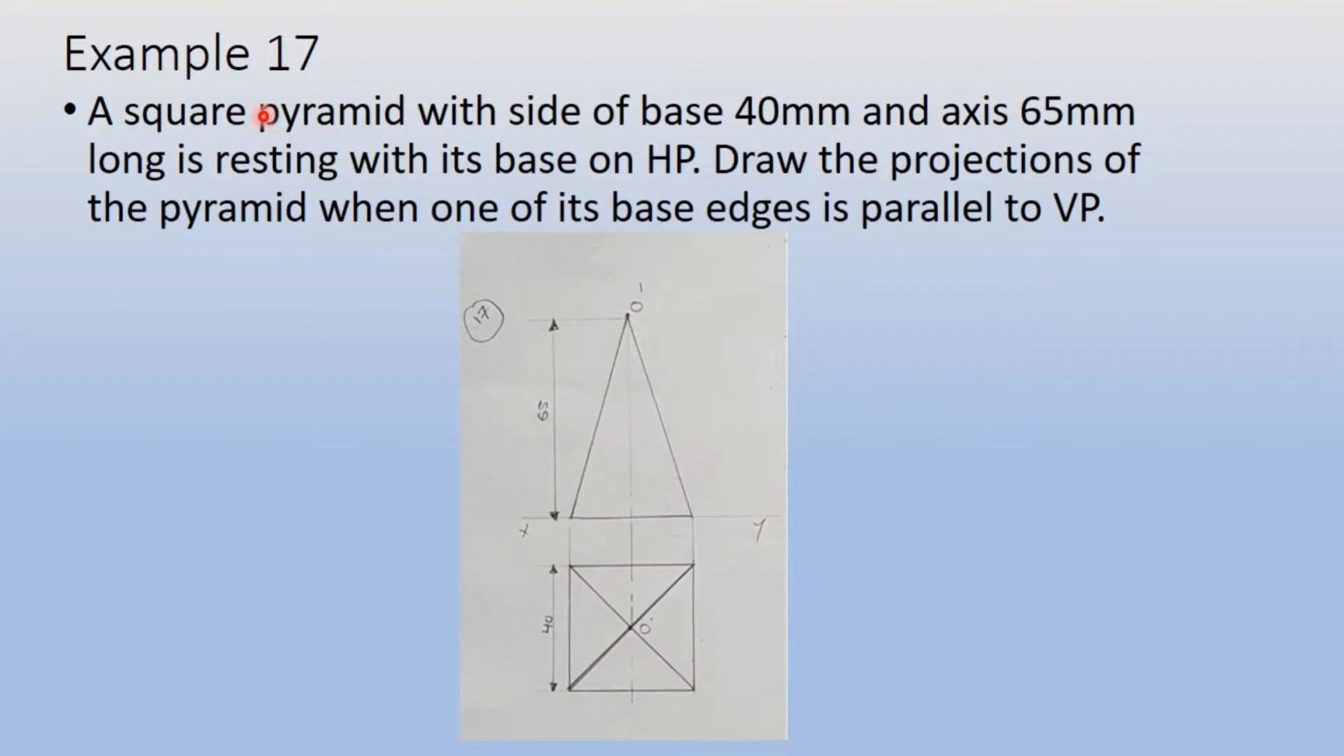So this is the final solution of your square pyramid, which is resting on the horizontal plane. Front view will be a triangle, top view will be a square with the edges also visible, and also one of the base edges is parallel to this xy line, because it is mentioned here that the base edge is parallel to VP.